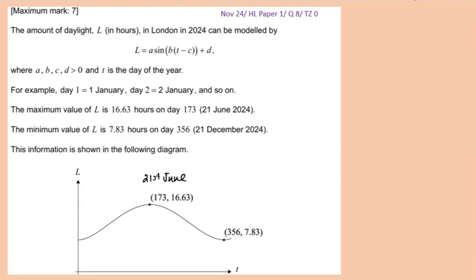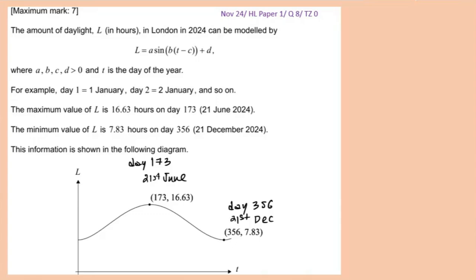Okay. The minimum value of L is 7.83 hours on day 356. So this is day 173. This is day 356. And this is 21st December, right? Okay. The information is shown in the following table.